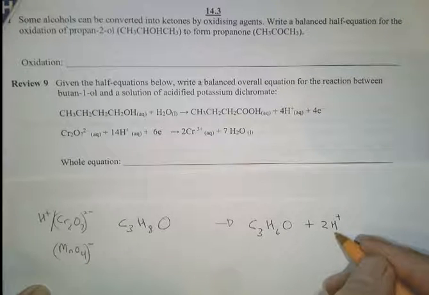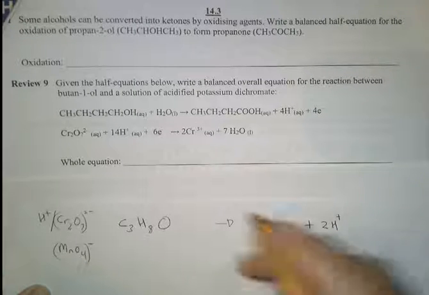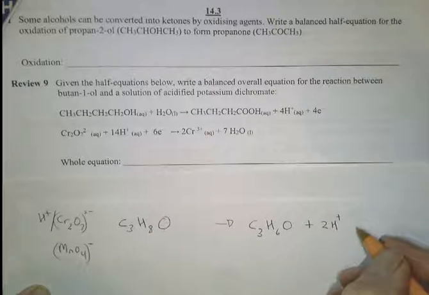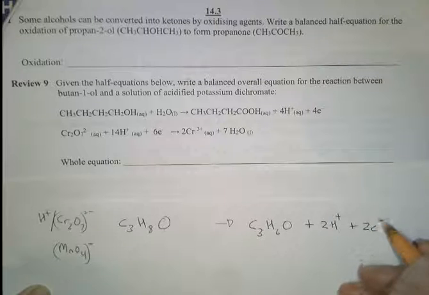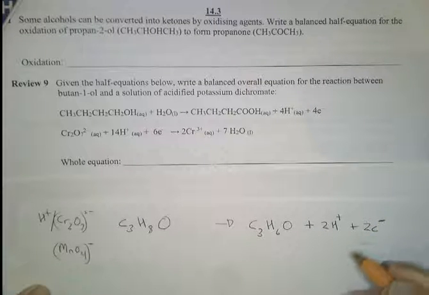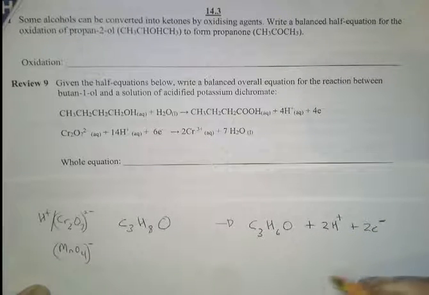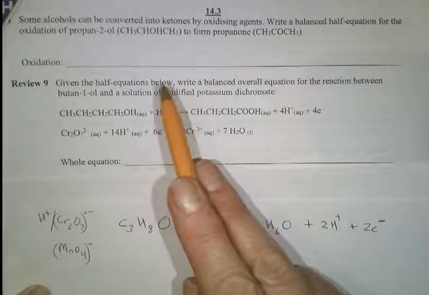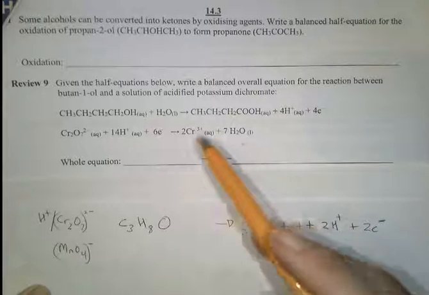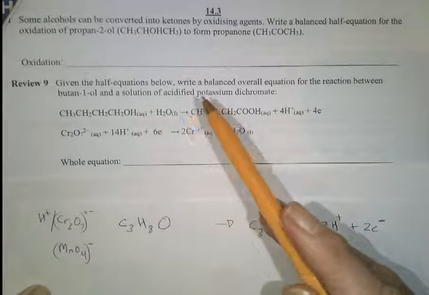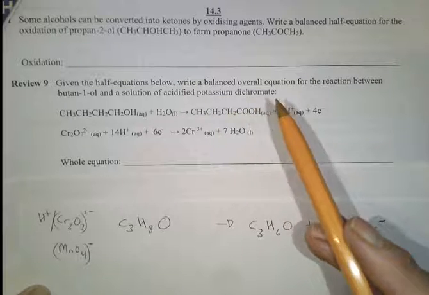Okay, so we need to put our electrons on. If you don't remember, oxidation's over here. It's really easy to see that there's no charge over there, so you have to balance out the charges. So you need to add 2 negative electrons to cancel out the 2 positive hydrogens so that there's no charge over here. So that's our half equation for this.